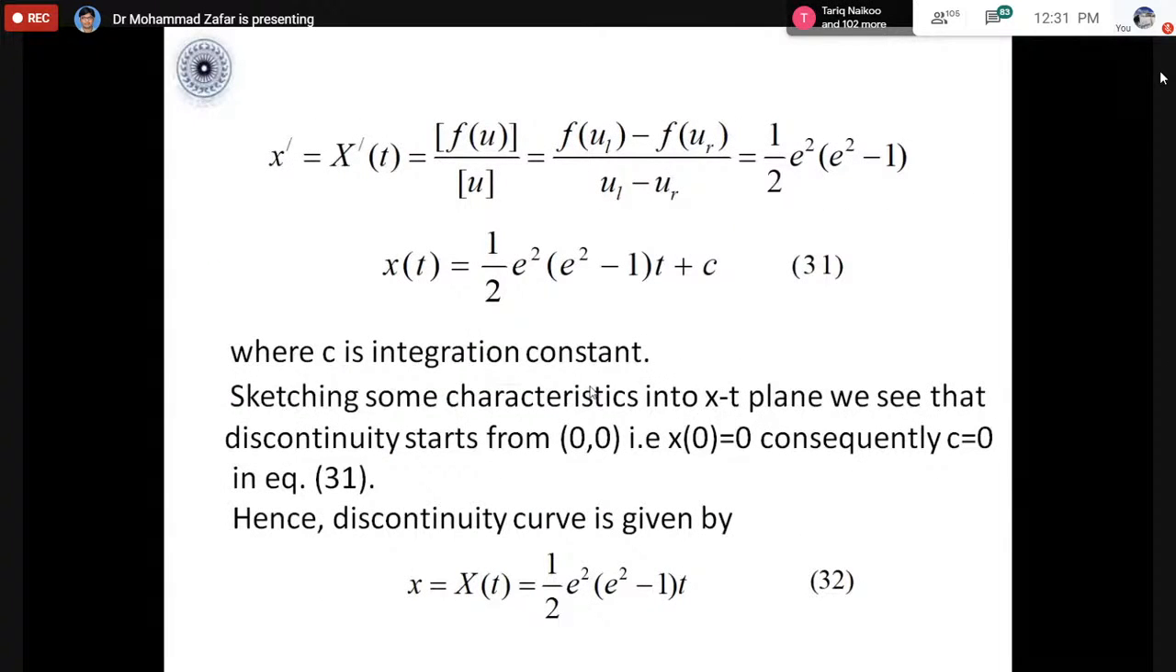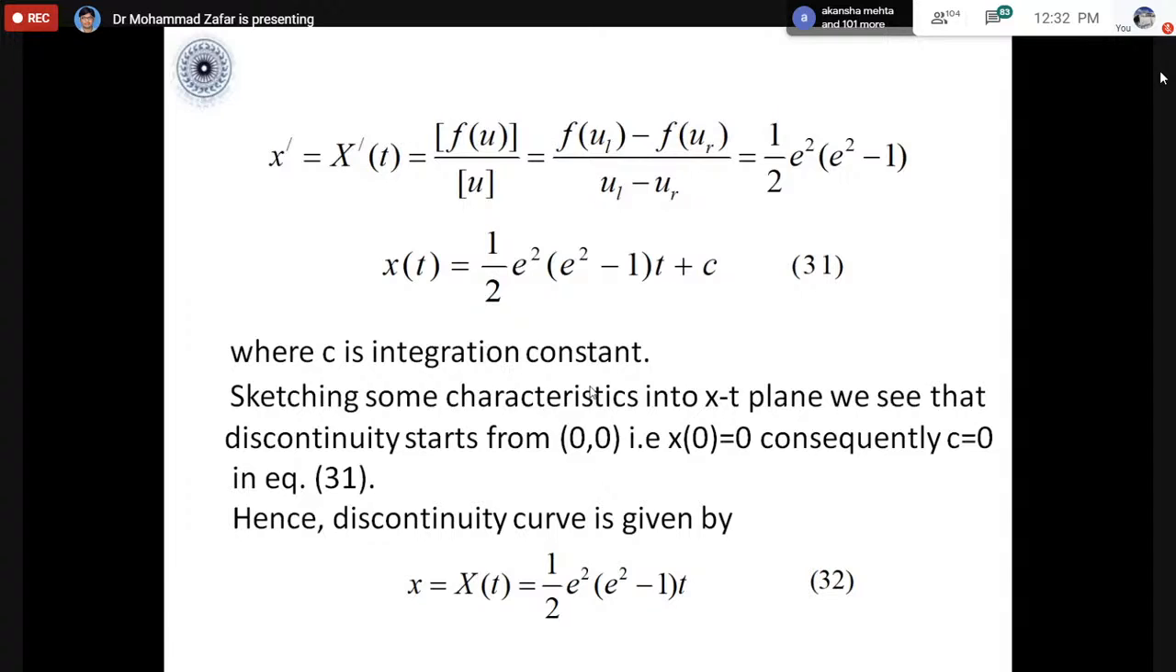Next slide. So that curve can be given by dx/dt, x dash, equal to capital X'. So suppose x equals capital X(t) is the locus of that curve. We know the RH condition can be written as dx/dt equal to the jump in f(u) upon the jump in u. So this is f(ul) minus f(ur) upon ul minus ur. This can be written as half (e² minus 1).